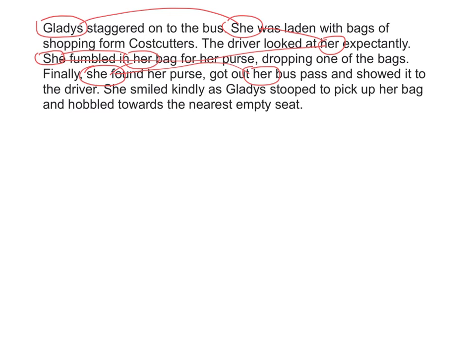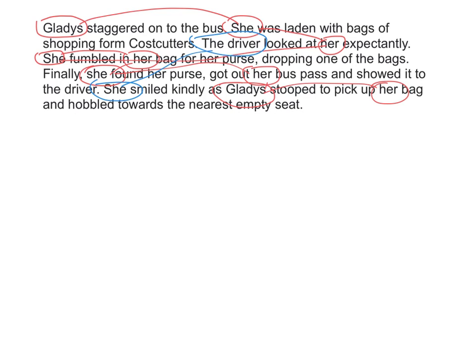Sorry, I've made a mistake there. Now I can undo that one. Yep. She smiled kindly as Gladys, links to there, stooped to pick up her bag and hobbled towards the nearest empty seat. So you can see all those references there to Gladys, which give this little tiny bit of text, which is what, three or four sentences, coherence. We've also got the driver, the second character. Let's annotate her in a different colour. The driver, in blue, is mentioned a few times, and this she here relates to the driver.